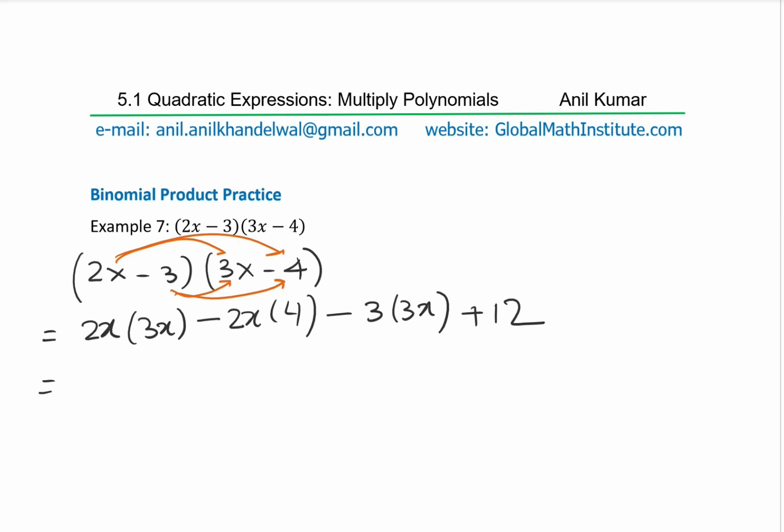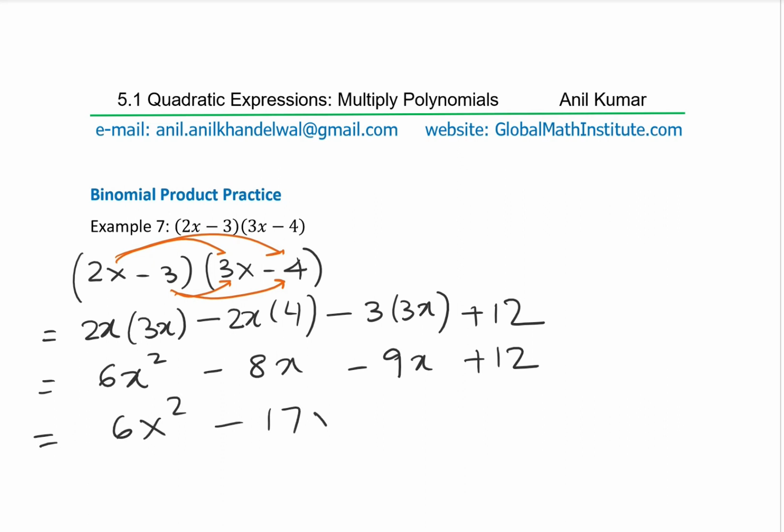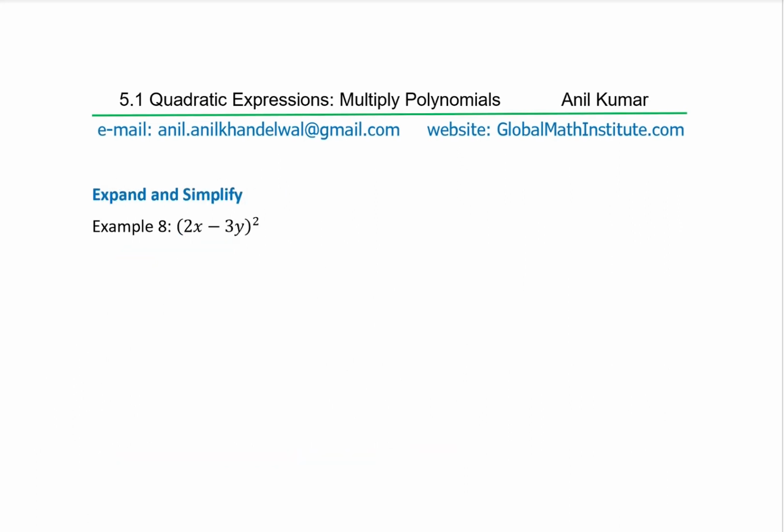So this is 6x squared minus 8x minus 9x plus 12. And combining the like terms, we get 6x squared minus 17x plus 12 as our result. Is that clear to you? Perfect. Let's take another example now.